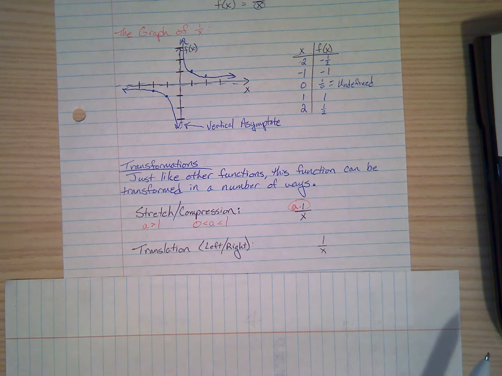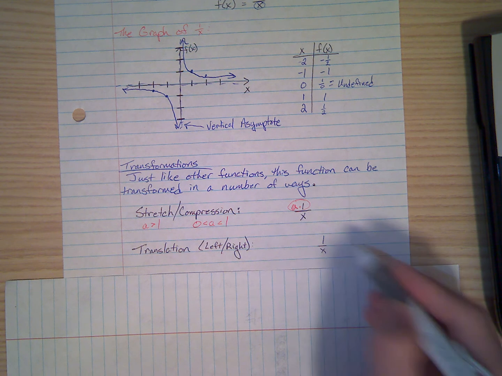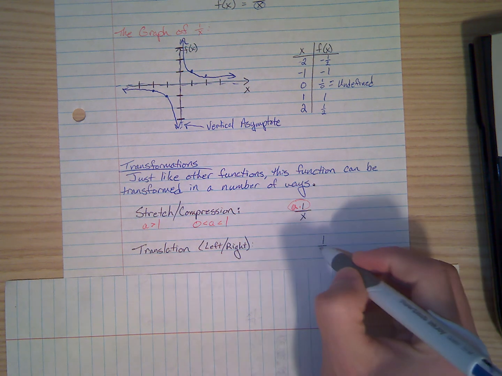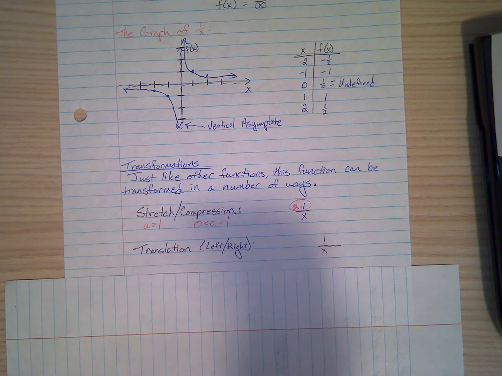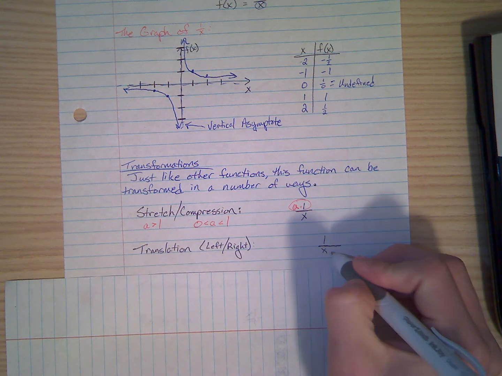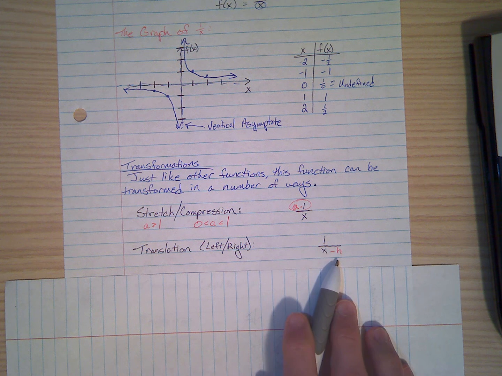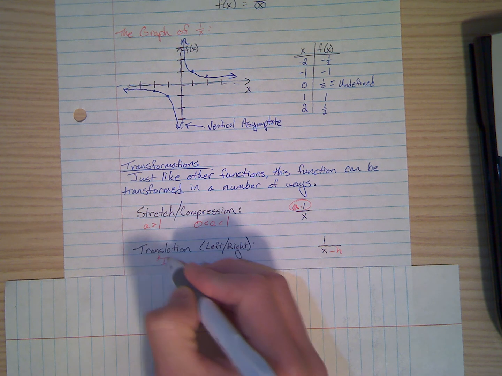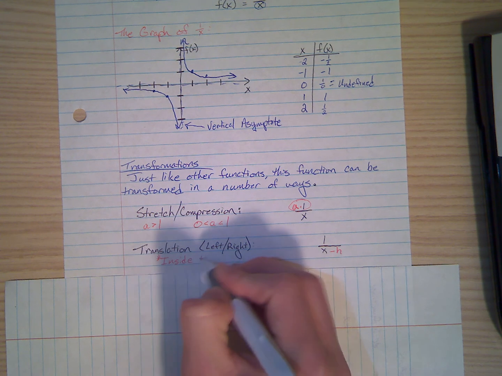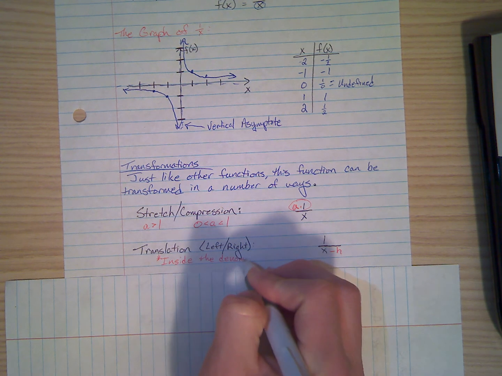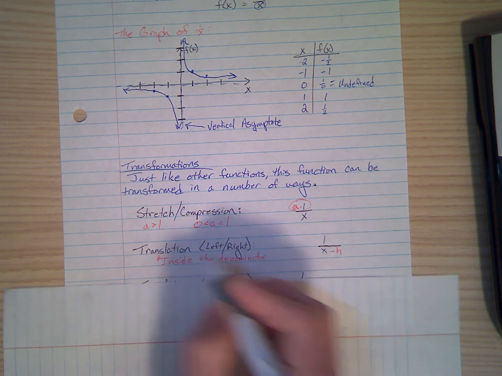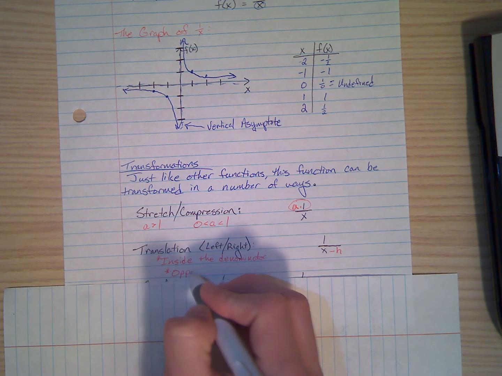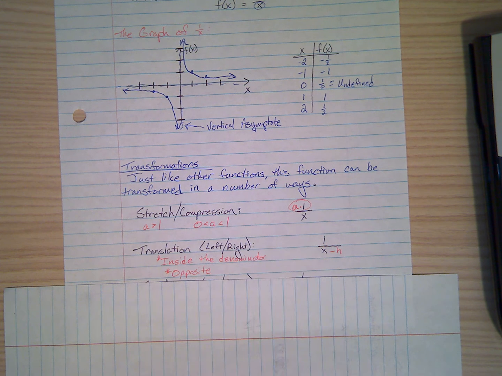Okay, if we are moving the function left or right, that happens in the denominator, inside the function, remember? And it's always opposite what's inside. So if you have some number in the denominator that you're adding or subtracting to the x, that's moving the function left or right. So again, inside the denominator, and it goes the opposite way. Okay, we've seen this before.